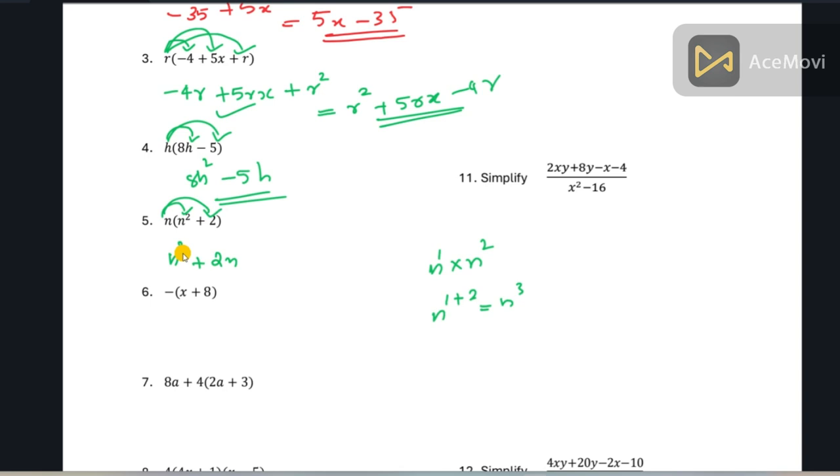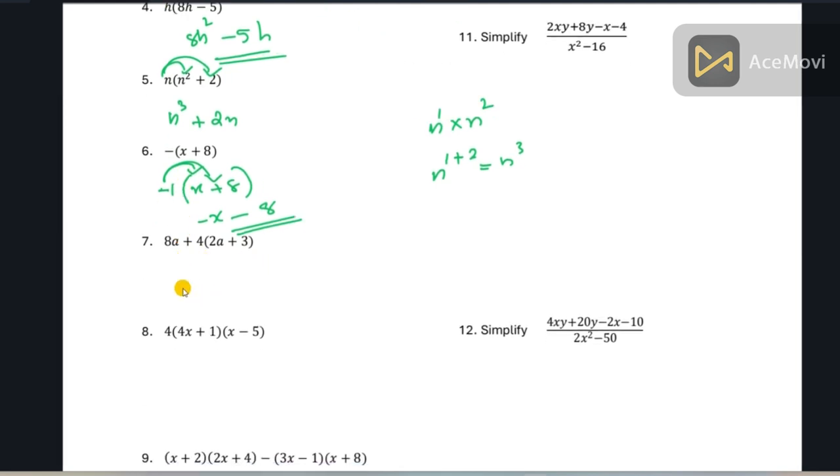Now that's just minus. So what is actually minus? Minus means minus 1 is actually there. So x plus 8, now you can write it easily. Minus 1 times x is minus x. Then minus times plus is negative 8. So minus x minus 8 is the answer.